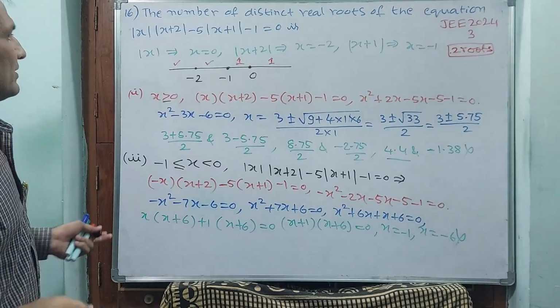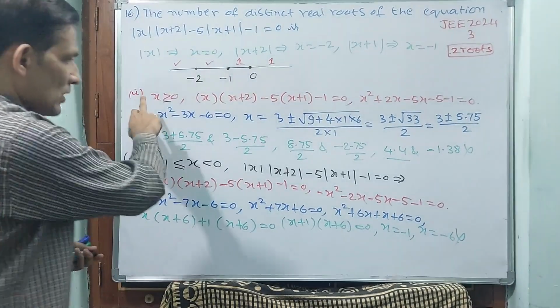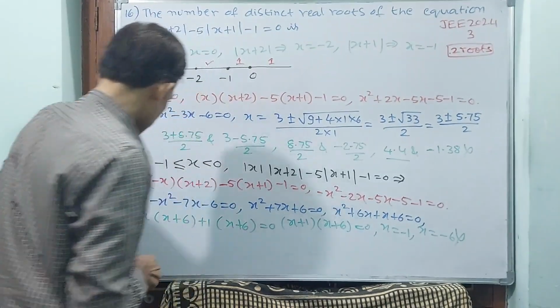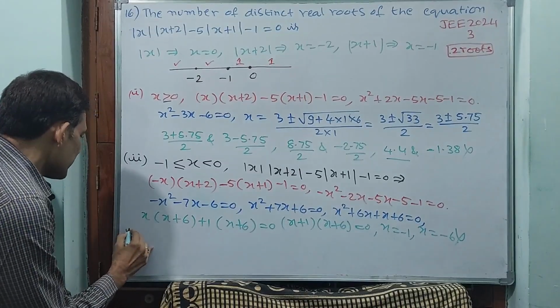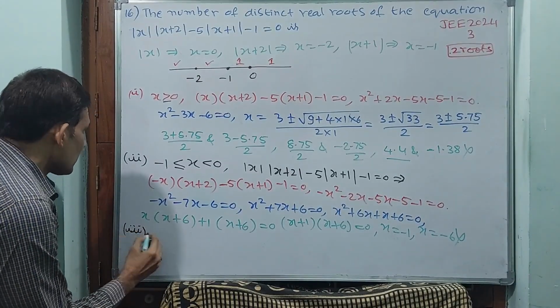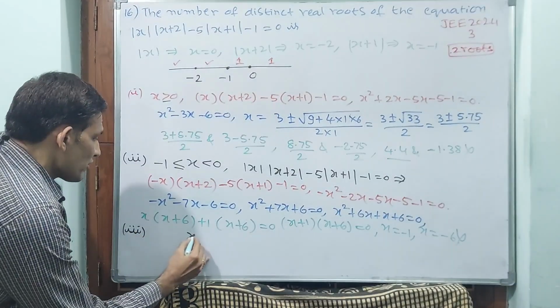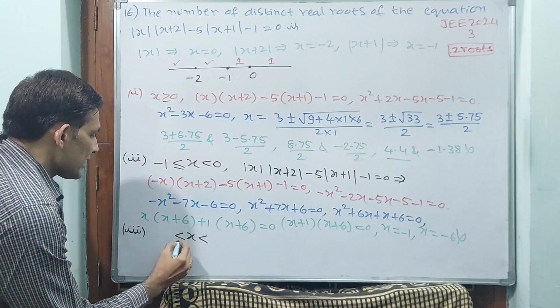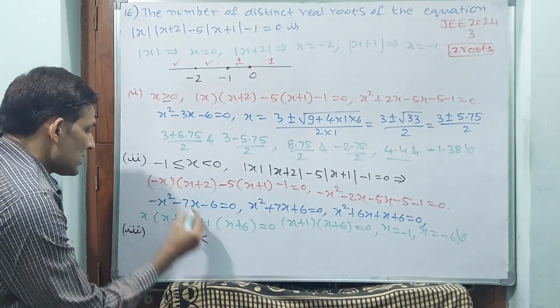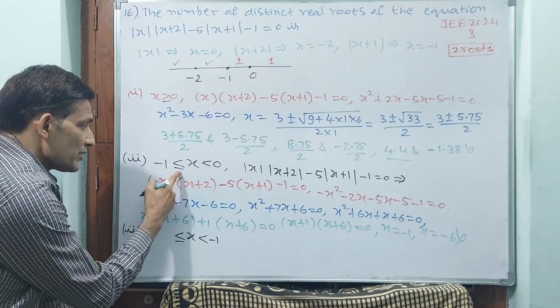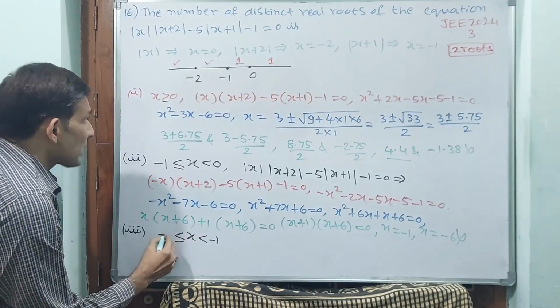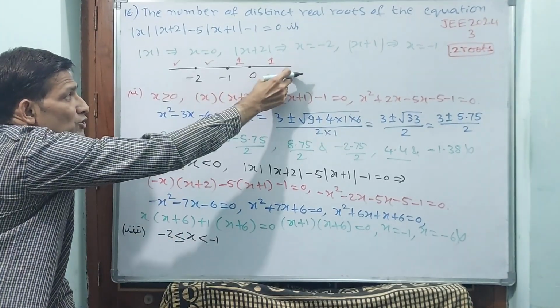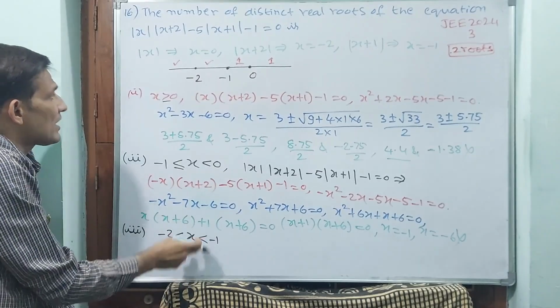Now come back. Shall I remove the first one? Let me write this. Third. Observe carefully: x should be less than minus 1. Why? Because here "not equal to" is there, here "equal to" is not there. Here I will take minus 2. Why have I taken it? Because 0, minus 1, minus 2, these only I require.